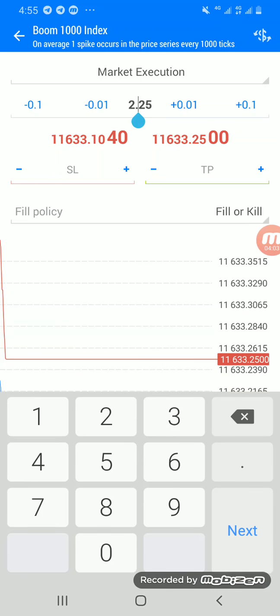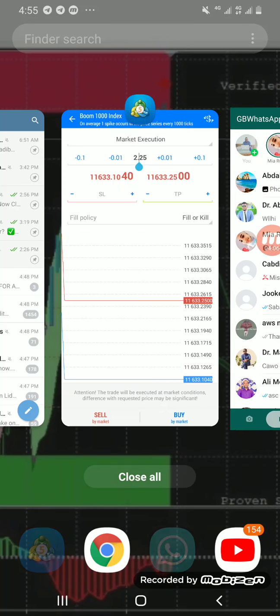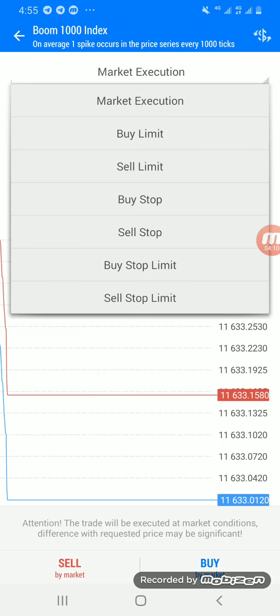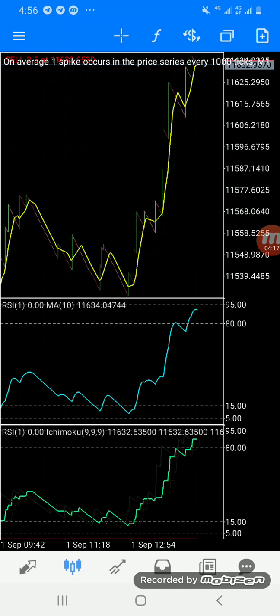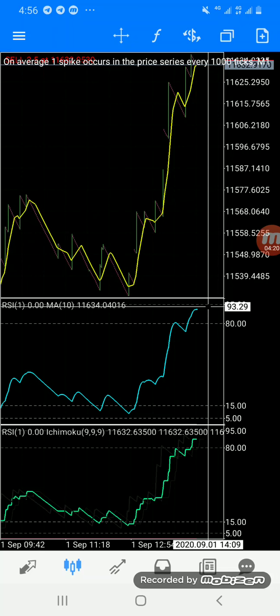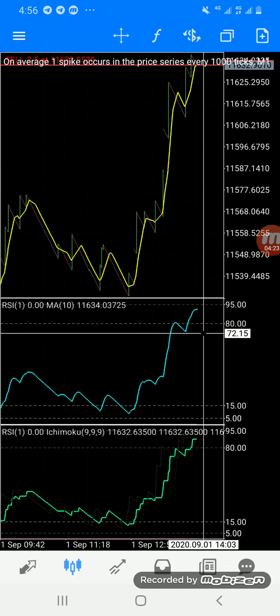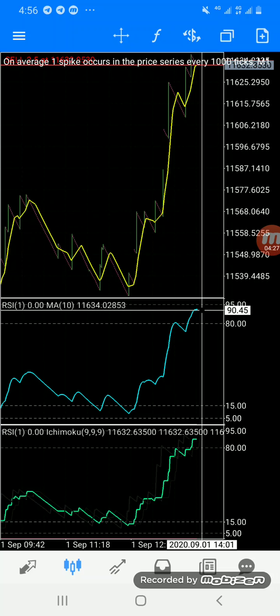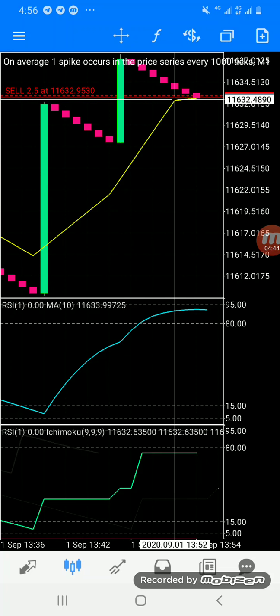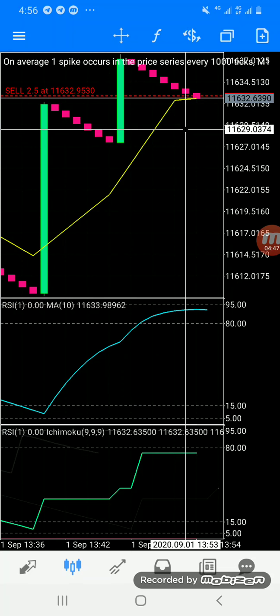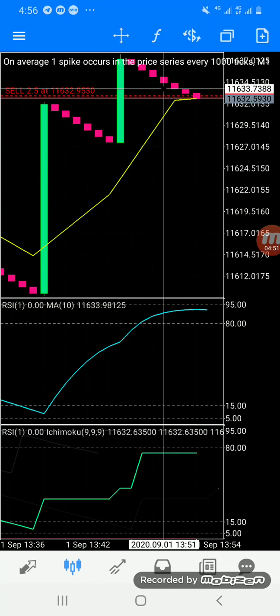Okay, I take the trade, 2.5, and then sell, because the price is between 95 and 80. Then I can look here and wait until the maximum candles of the 1 minute candle. The maximum is only 5. I can only wait till 5, but I always like to take only 3 or 4. I like to take 3 only. I take 3 candles, then I close.